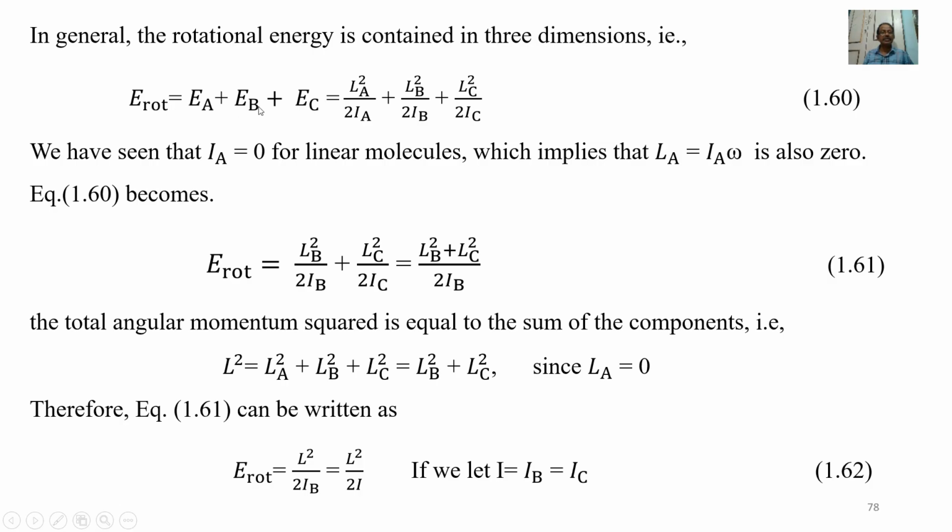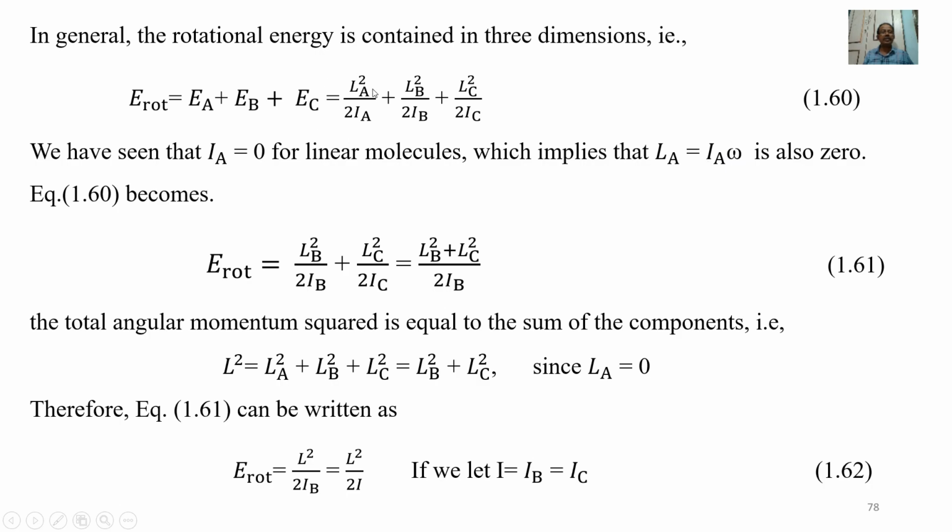And of course, Ea is given as L squared A divided by 2Ia, and Eb is expressed as L squared B divided by 2Ib. And similarly, Ec is given as L squared C divided by 2Ic. But for a linear molecule, Ia equals 0 and Ib equals Ic. Which implies that La equals Ia omega, which is also 0. So this first term will become 0.